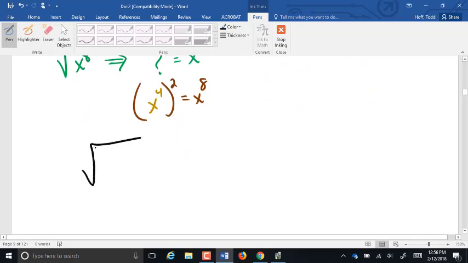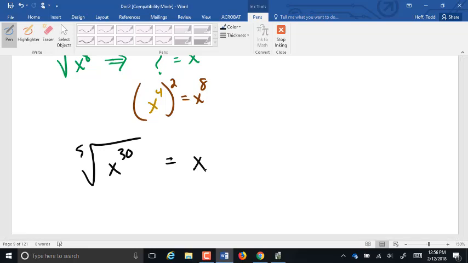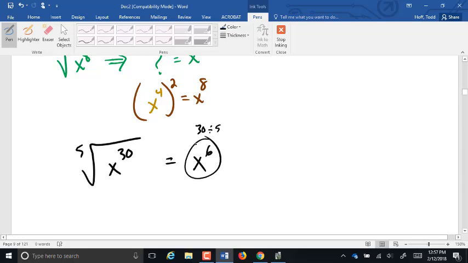So with that in mind, the fifth root of x to the 30th should be what? When it was a square root, we divided the power by 2. When it's a fifth root, we should divide the power by 5. 30 divided by 5 is 6. That's x to the 6th.